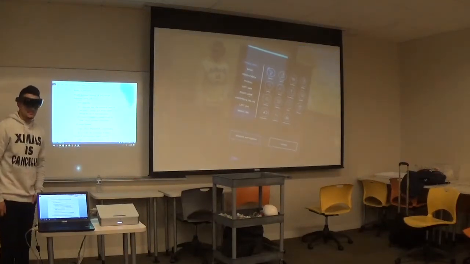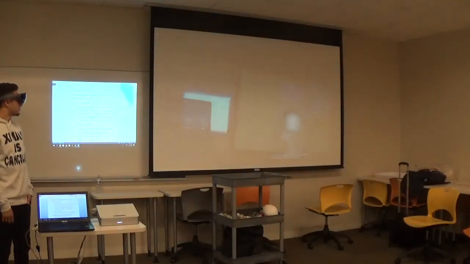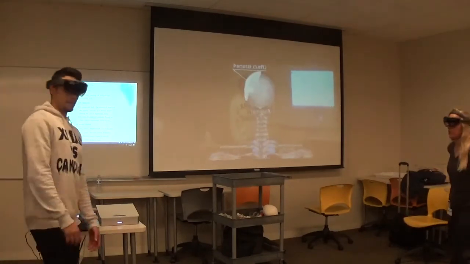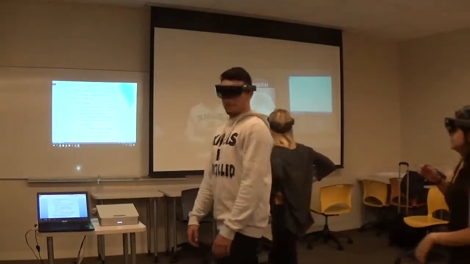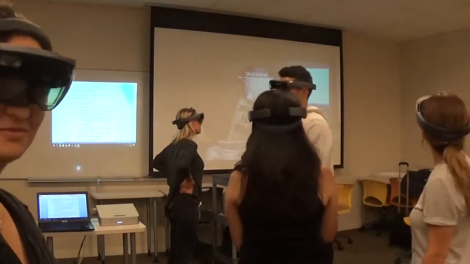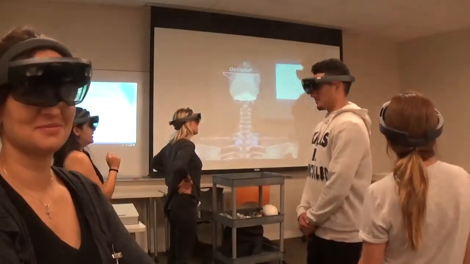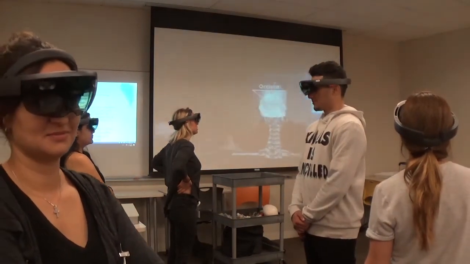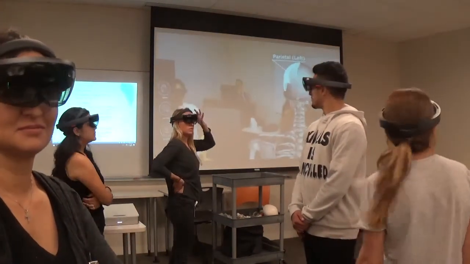What is the bone at the back here? This is called the what? Occipital bone. Can you see the occipital bone? How do you spell occipital bone? O-C-C-I-P-I-T-A-L. Just be careful, be aware of that camera there. We're trying to document this for posterity.